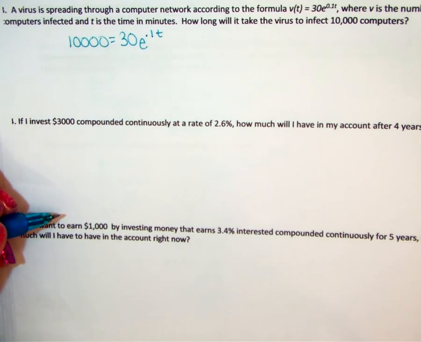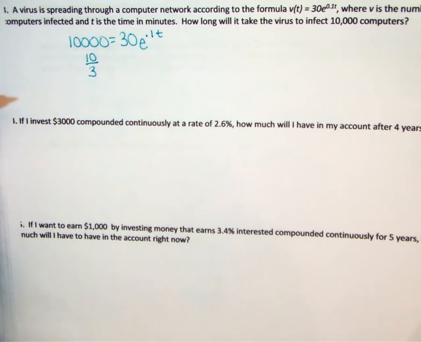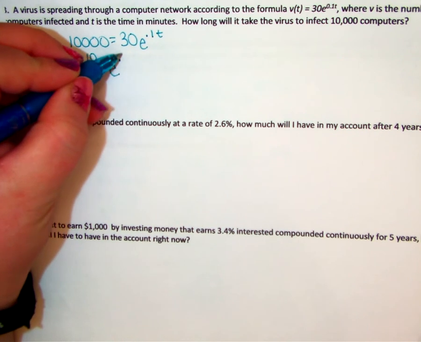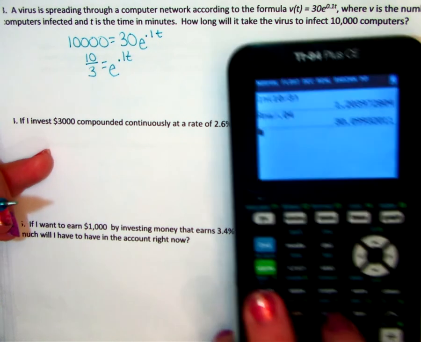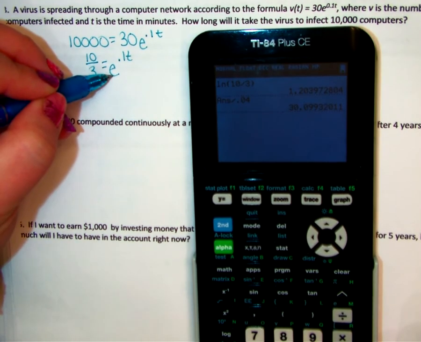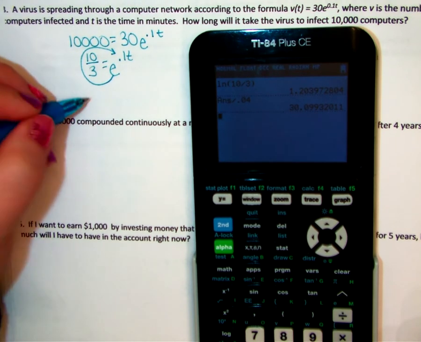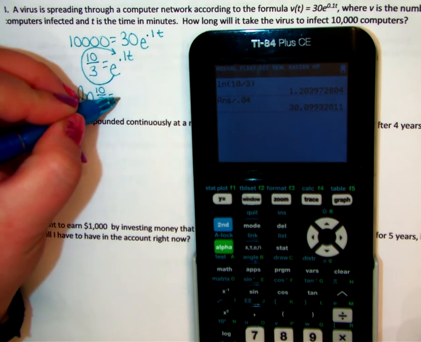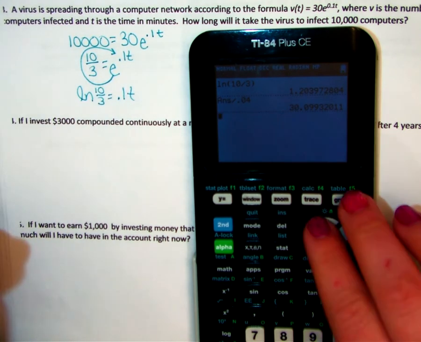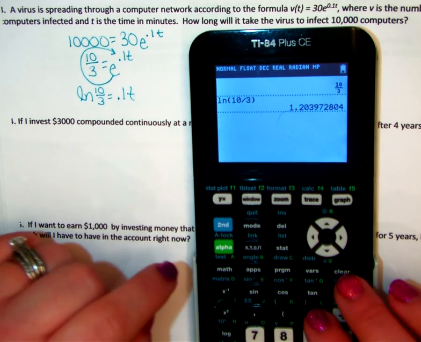And we have 30 times e to the 0.1t. So I need to first divide by 30 on both sides, just like I did in the previous problem. So I have 10/3 equals e to the 0.1t. Now that the e is all by itself, I'm going to change to the other form. Again, the e's on the right, so when I draw my loop, it's going to look opposite from what you're used to looking at. We have natural log of 10/3 equals 0.1t. So natural log of 10/3.